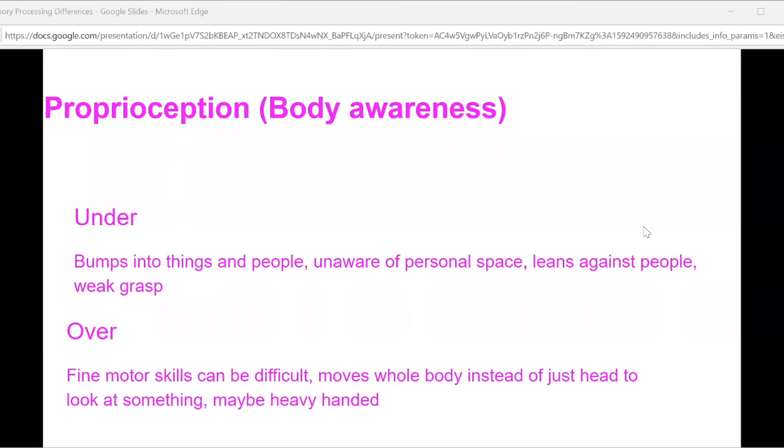If they're oversensitive here, the fine motor skills can be difficult for them, and they might move their whole body, so they're not able to split different parts of their body, so they move the whole body instead of just their head to look at something. And they may be a bit heavy-handed and break things or hurt people without meaning to, but they're not aware of how heavy-handed they are.